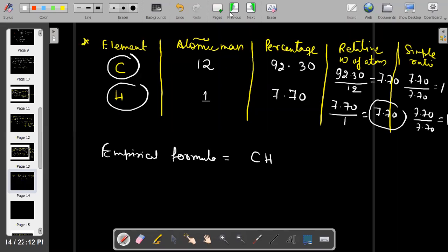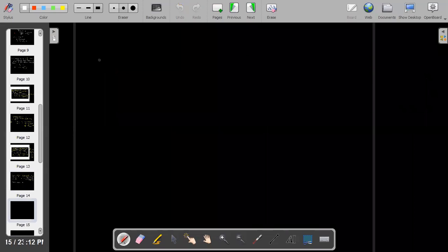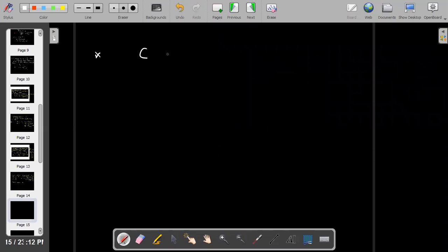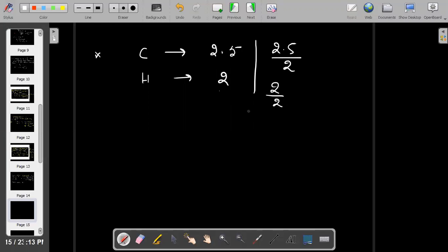Suppose in this question, after solving, the relative number of atoms of carbon comes to 2.5 and of hydrogen comes to 2. Now tell me how to find the simplest ratio. You divide 2.5 by the smallest number, which is 2, and this 2 also divided by 2. You have to pick the smallest number and then divide each component by it.